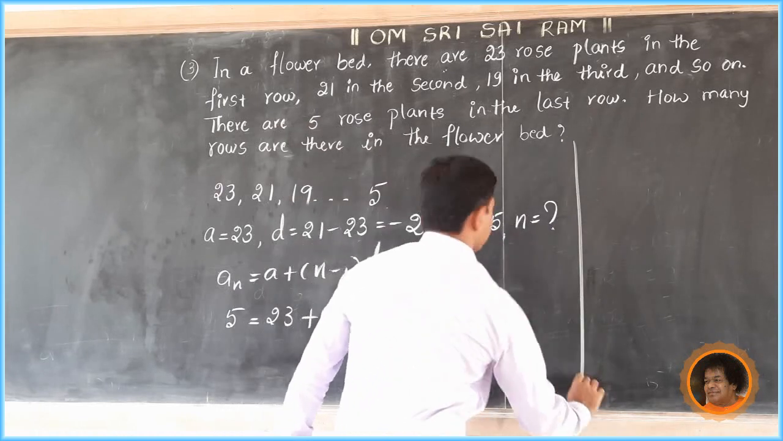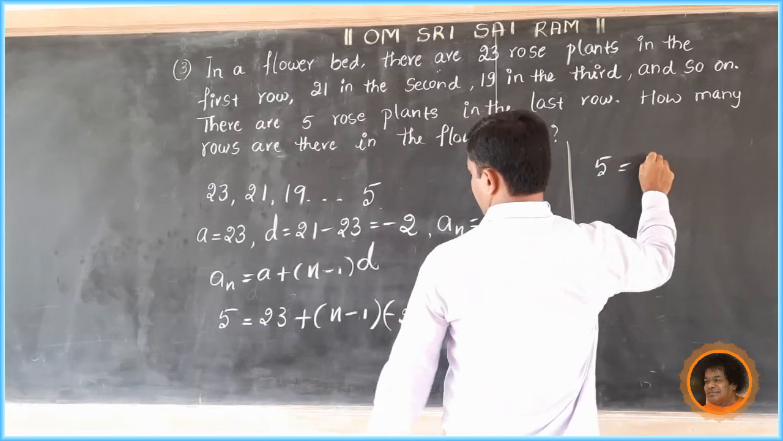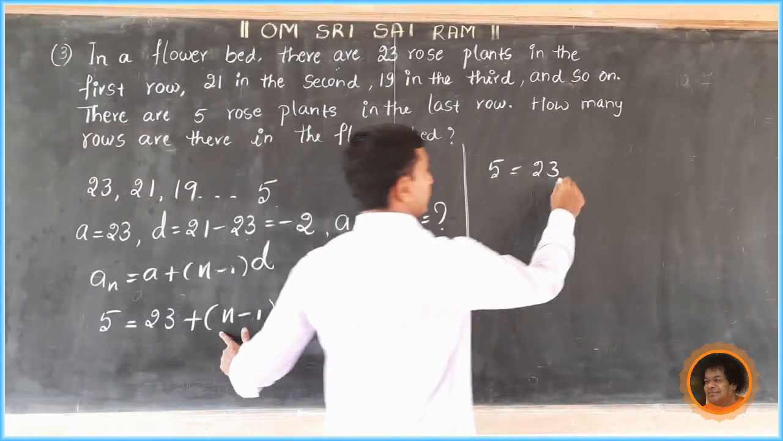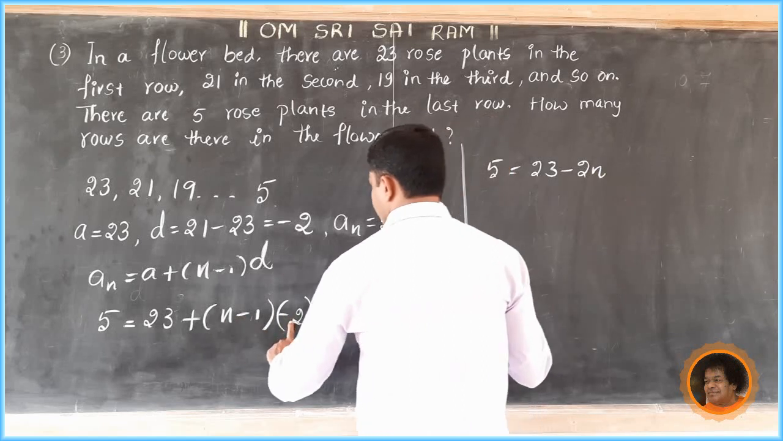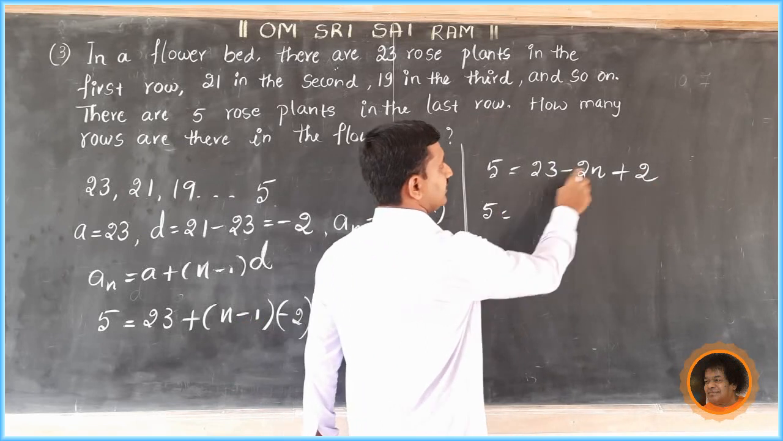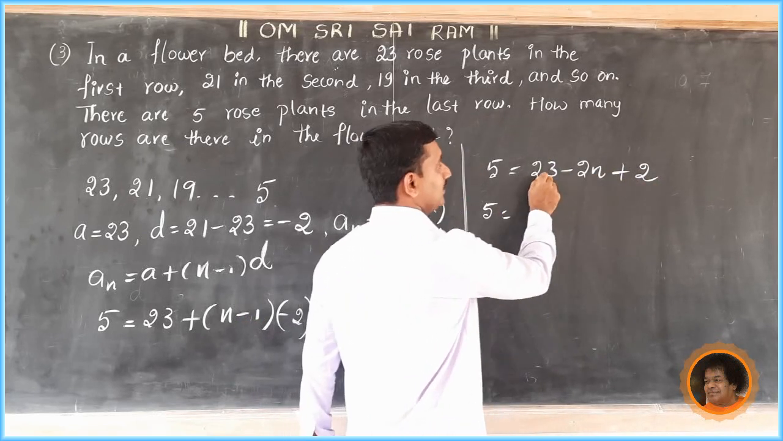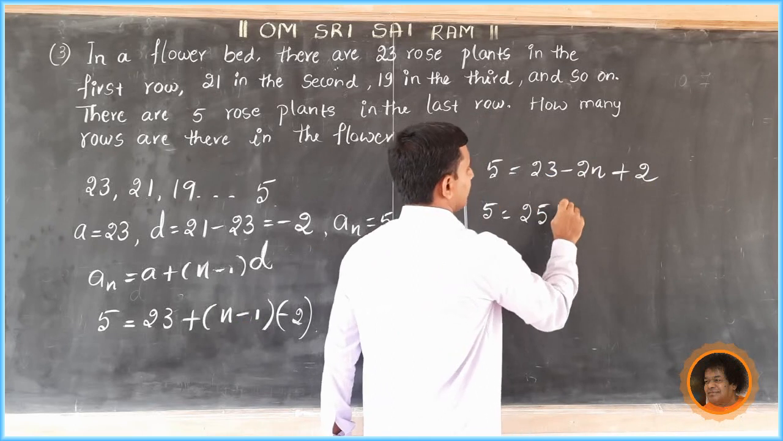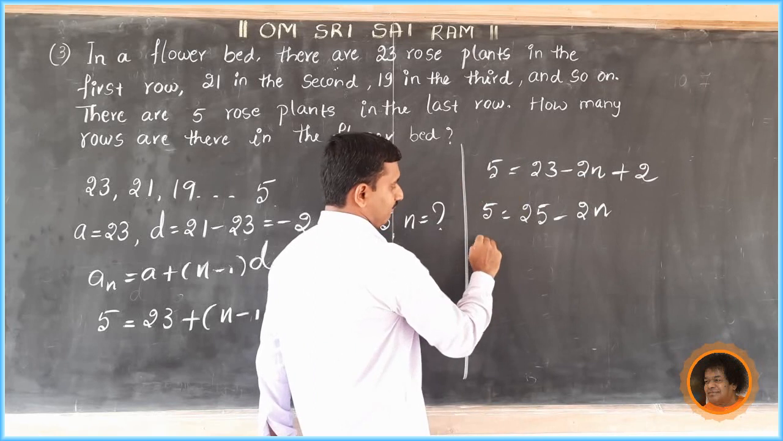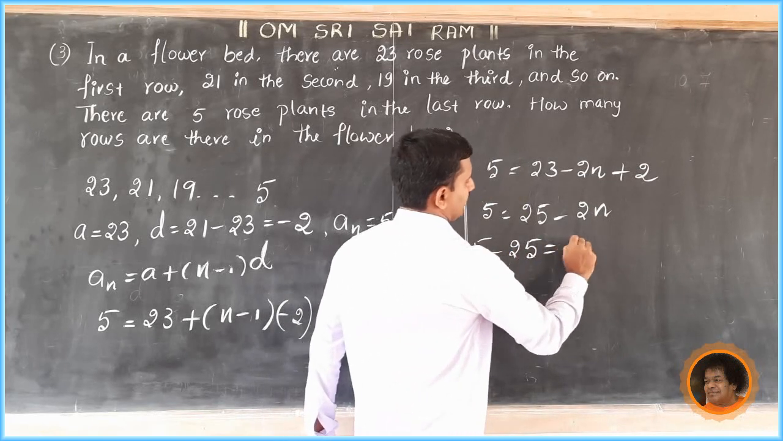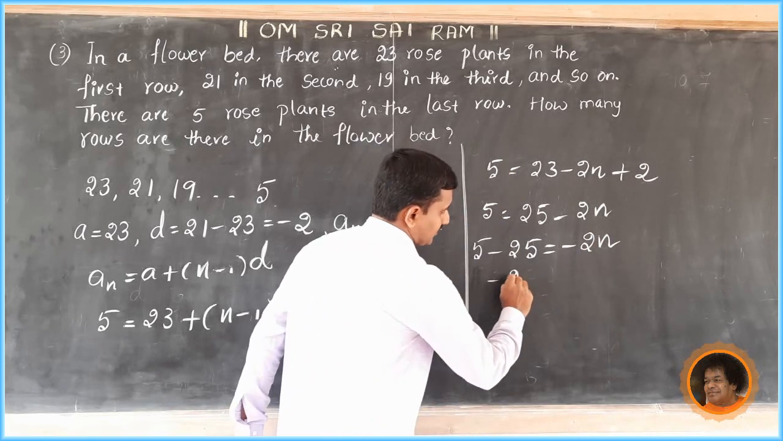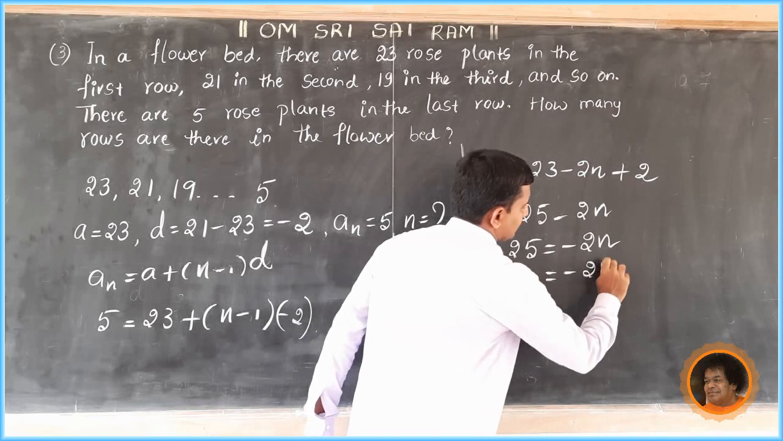Now simplify. So 5 equals 23 minus 2 into n, minus 2 into minus 1, which is minus 2n. So minus into minus gives plus, 2 into 1 is 2. So 5 equals 23 and 2 are constant terms. Now add the constant terms: 23 plus 2 is 25, minus 2n. Transpose the constant term to the left hand side. 5 minus 25 equals minus 2n. 5 minus 25 is minus 20, equals minus 2n.